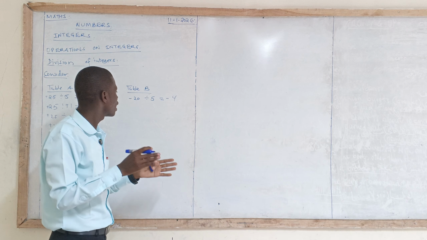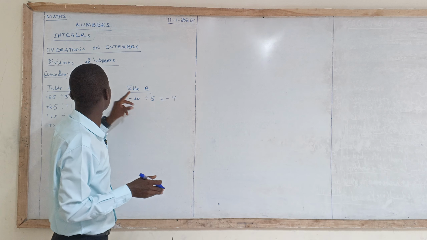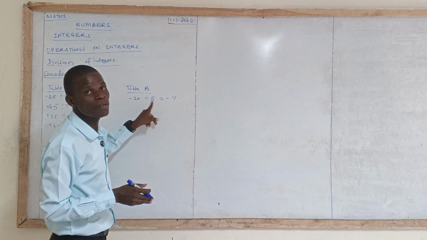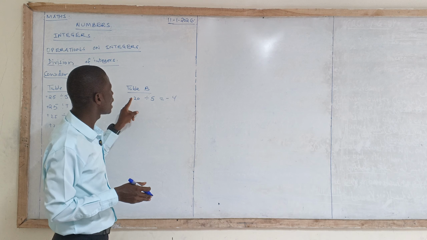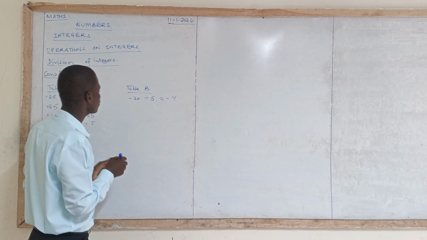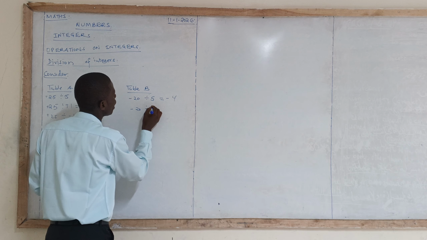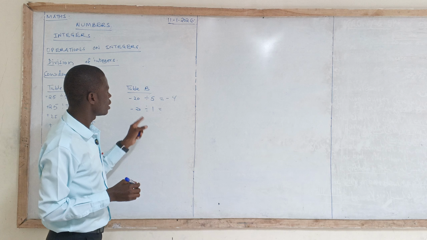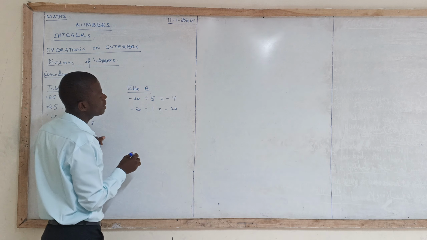I just need to look at the inverse. The inverse of multiplication is division. So negative 20 divided by 5 is equal to negative 4. Meaning that a negative divided by a positive, I have negative. Next, negative 20 divided by 1. What do you have? This is still negative. It is negative 20. So there's a pattern here.